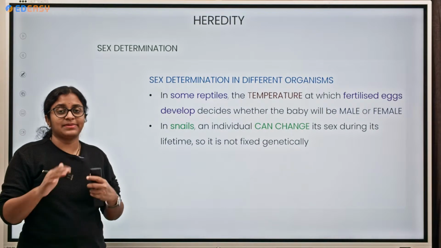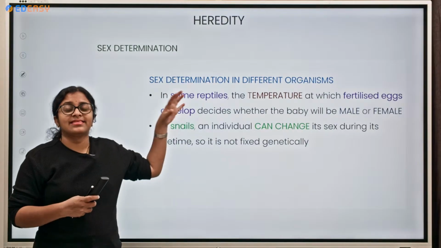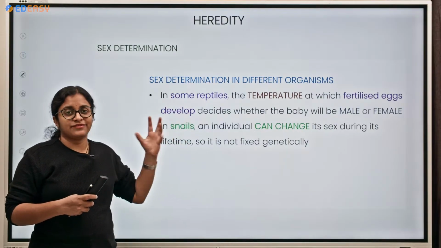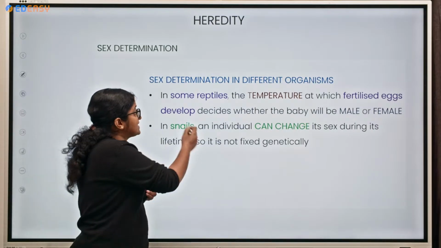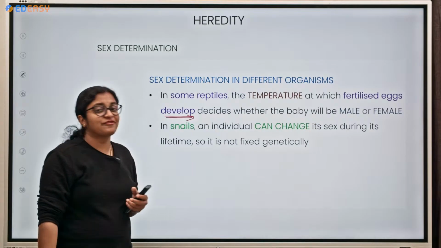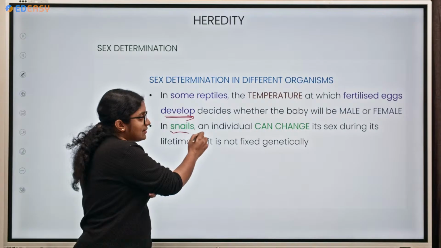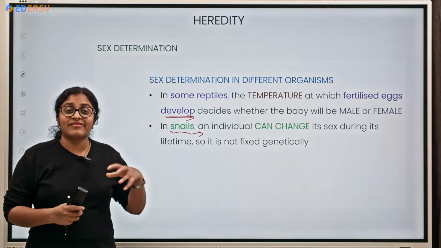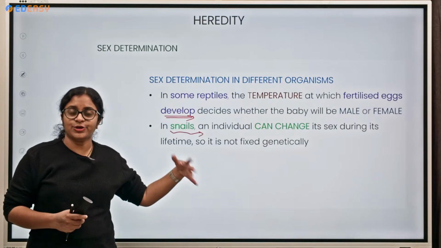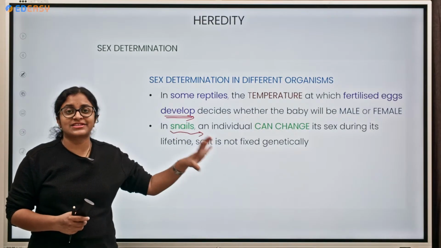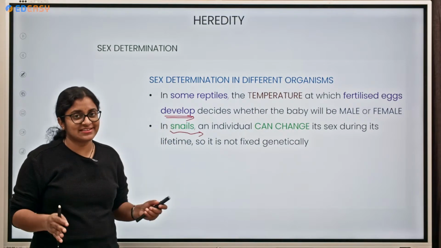In some reptiles, temperature is the main criterion. Whether the baby is male or female, the temperature decides. Fertilized eggs are placed at a certain temperature, and the temperature is the decision maker of whether the baby will be male or female. In the case of snails, an individual has the capacity to change its gender into male or female during its lifetime. It is not fixed genetically in lower organisms like snails. But in humans, it is not like that.